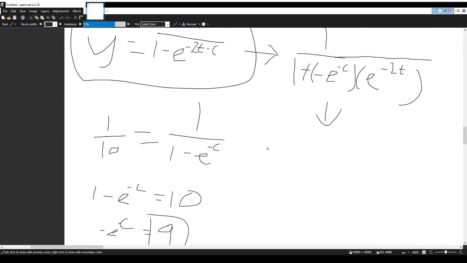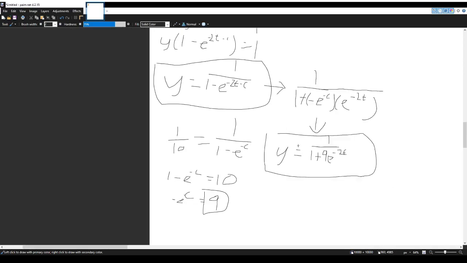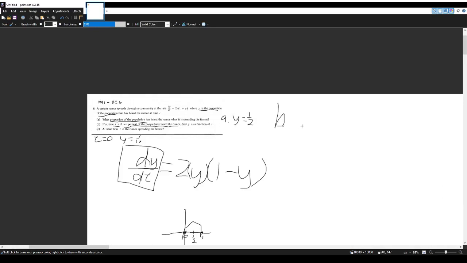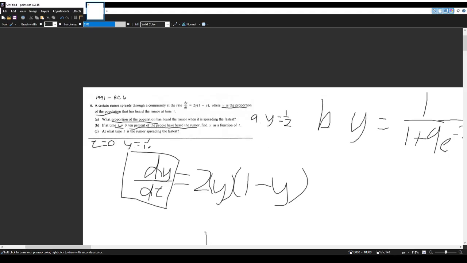So we can rewrite our equation as 1 over 1 plus 9e to the negative 2t. And now we are done with part B. So we write it up here. For part B, y equals 1 over 1 plus 9e to the negative 2t. All right, wasn't that easy? Okay, so that's part B.